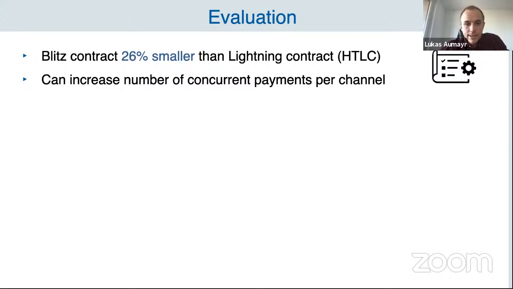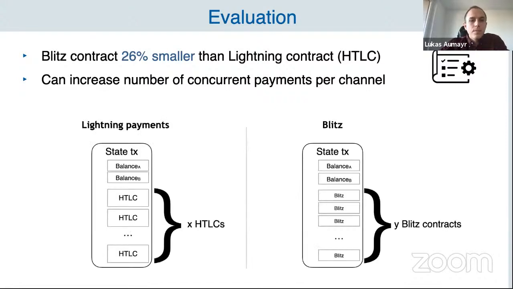So why is this the case? The channel states are stored in transactions, and transactions have a limited size. And of course, the outputs of this transaction can represent the concurrent payments. So if we decrease the size of the contract of these outputs, as you see in this small figure, we can actually fit more payments into one transaction. So this is why we could increase the number of concurrent payments in practice.